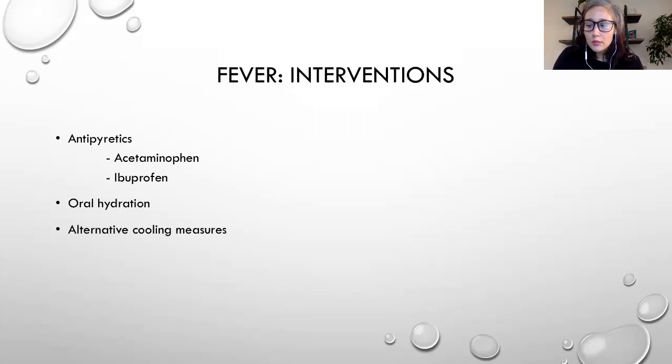So there are different concentrations for ibuprofen and acetaminophen that are over the counter as well. There is liquid and there is a rectal version. Obviously, there are tabs too. You can get those for older kids, but typically those younger kids are going to need the liquids. Definitely make sure to pay attention to the concentration.